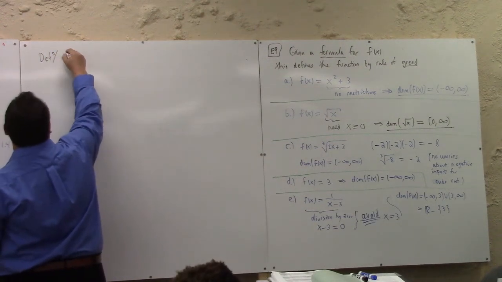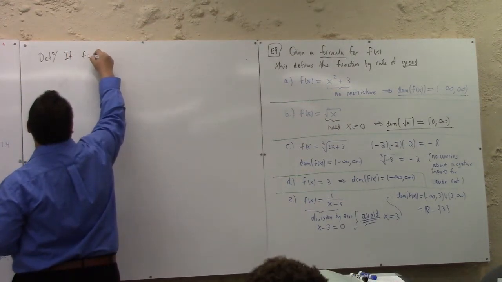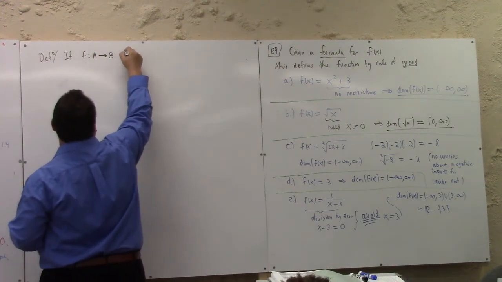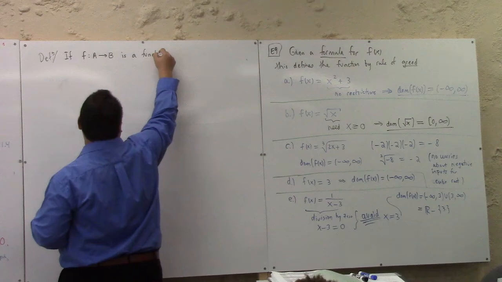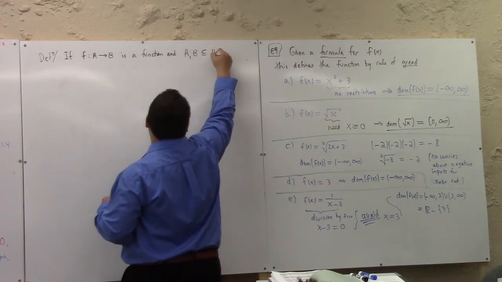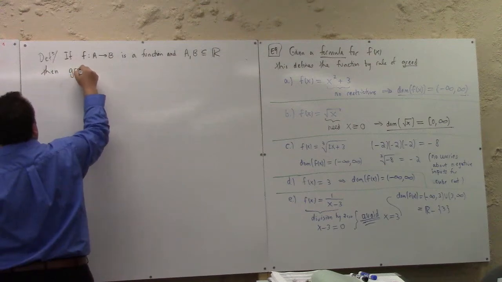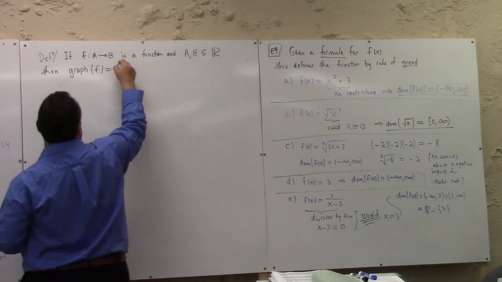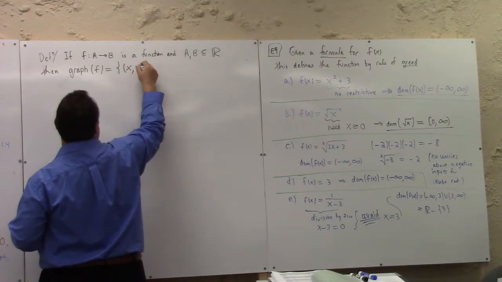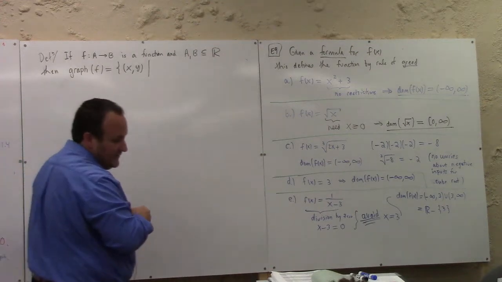Definition. If f from A to B is a function, and we're assuming here A and B are subsets of the real numbers, then the graph of f is equal to the set of pairs (x, y) such that two conditions are met. First and foremost, x must be an element of the domain. x has to be an element of A.